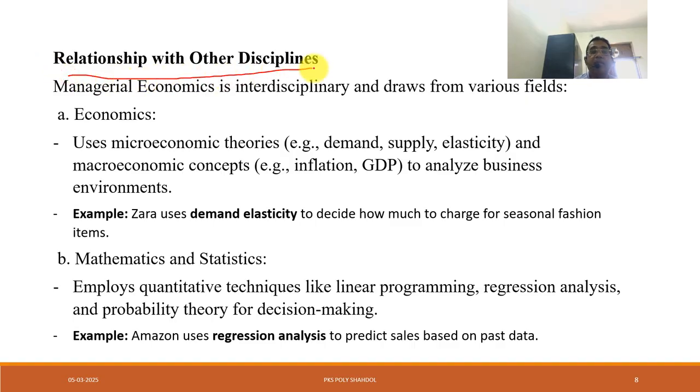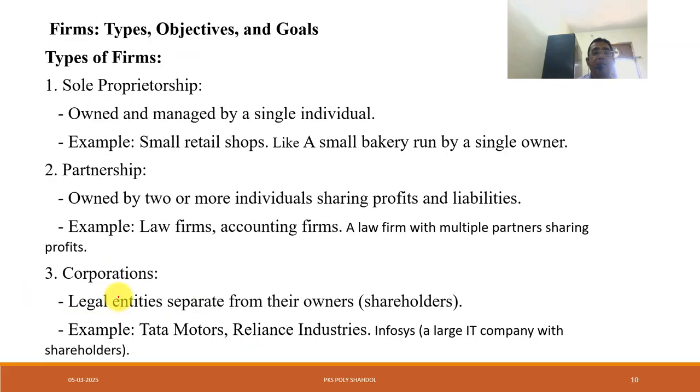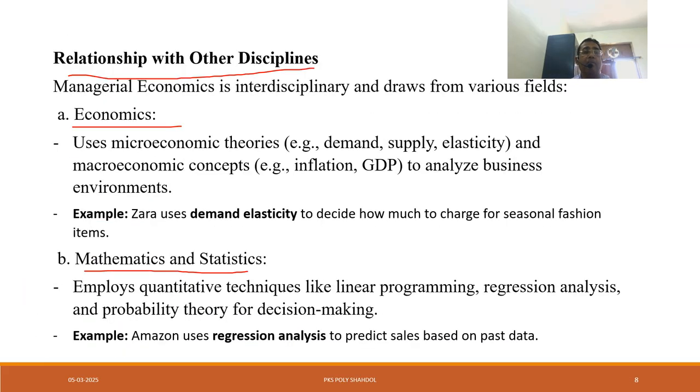The relationship with other disciplines means economics, mathematics and statistics, operations research, accounting, marketing, finance. So let's take them one by one. Economics: it uses microeconomic theories, for example demand, supply, elasticity, and macroeconomic concepts, for example inflation, GDP, to analyze the business environment. So managerial economics is directly concerned with economics.